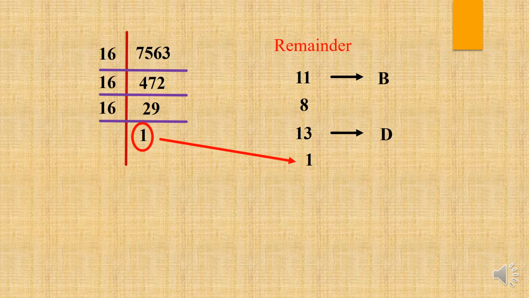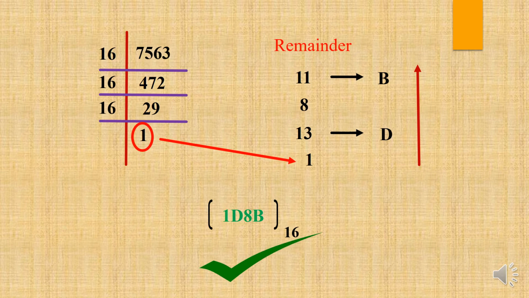Now, to get the hexadecimal number, we need to note down the remainders from bottom to top. So we will note down in the same manner and our number will be 1D8B. So this is our final answer, or you can say this is the hexadecimal equivalent for the given decimal number. So this is our required answer.